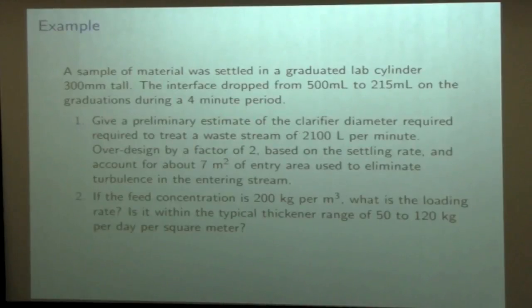So let's take 4 or 5 minutes where we're seeing the interface dropping from the 500 millimeter mark on the cylinder to 250 millimeter mark in a 4 minute period, and then use that to estimate the area of the vessel required. So work with the person to your left or your right, or in groups of three.